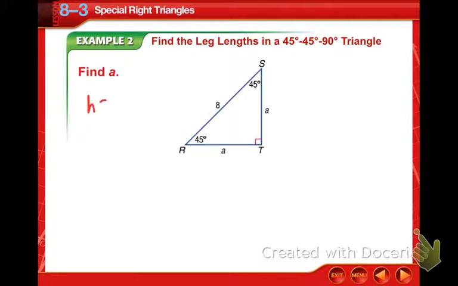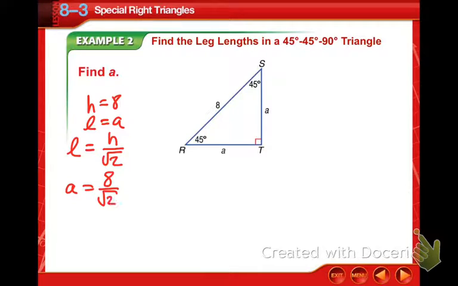So again, we know our hypotenuse is 8. We know our legs here are A. And we want to know that the leg is equal to the hypotenuse divided by square root 2. So, once again, plug everything in. L is A. Our H is our hypotenuse of 8 over square root 2.